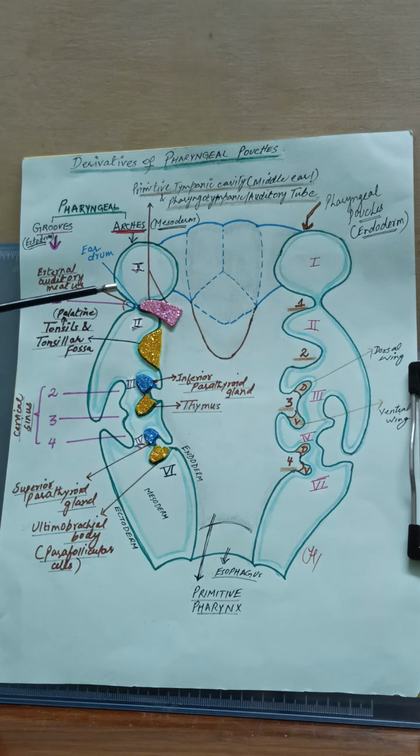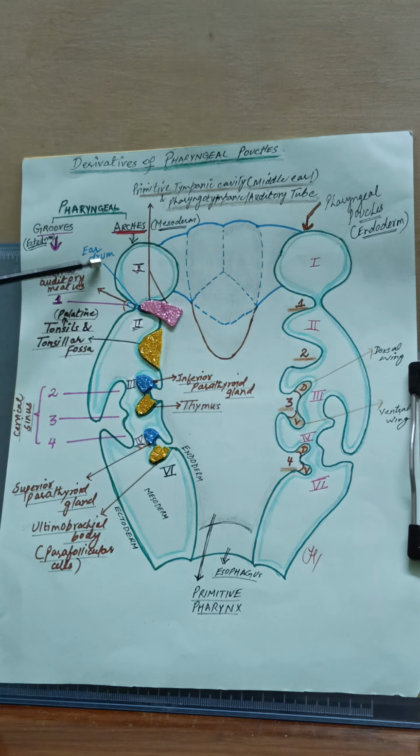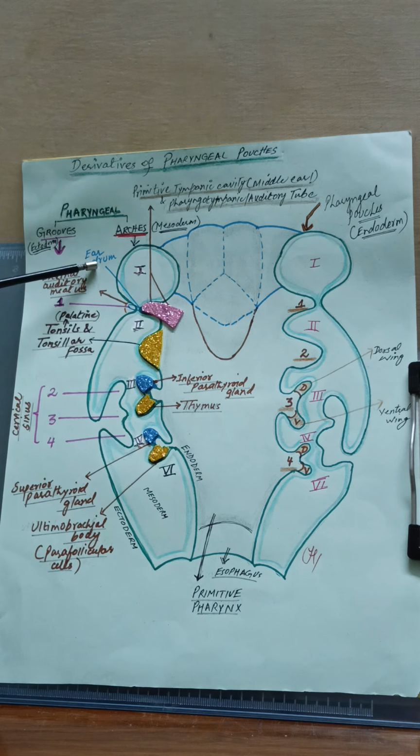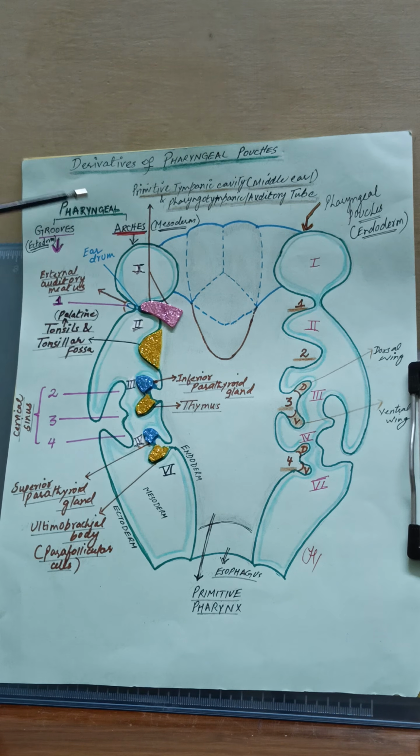Now, if we talk about the pharyngeal membrane, only the first membrane will give rise to the tympanic cavity eardrum or tympanic membrane. So that is all regarding the derivatives of pharyngeal pouches and clefts. You can see them clearly.